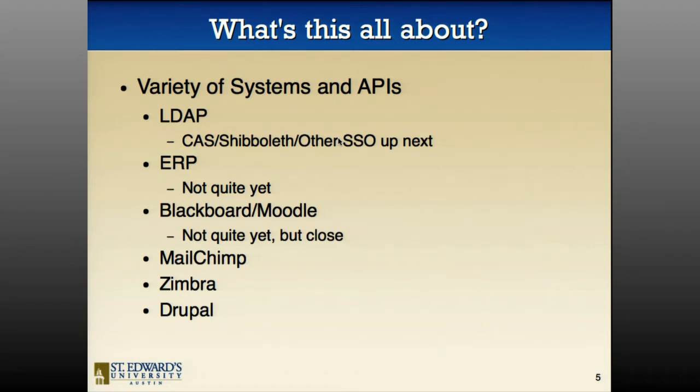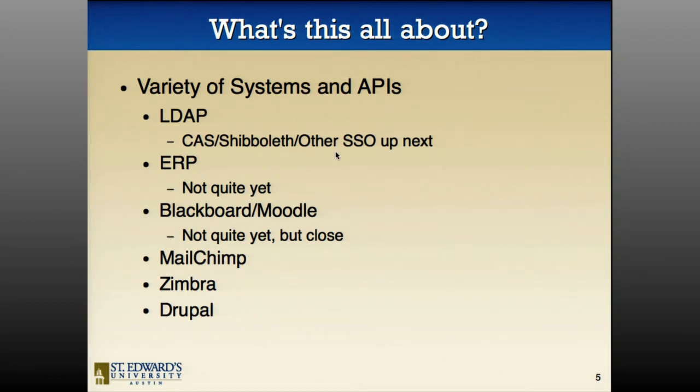Zimbra is a collaboration software, kind of like an Exchange server, an open source version of Exchange. We pay for the support version, but we've done some things where we can actually get to the SOAP requests, so we can pull in calendar and email and things like that. And then Drupal is the content management system that runs our front-end website as well as our back-end website. So Drupal kind of just holds all of this content that we really need to push to and pull from.